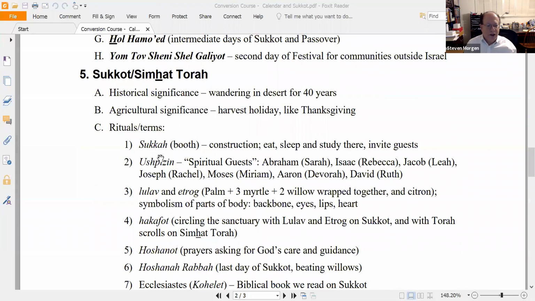So what are the rituals that we do on this holiday? First is to build a booth. And of course, since we're a religion of rules, there's all the rules about how to build it. There's instructions. You can look on a website. And I think actually we put on our website information about how to build the booth if you'd like to do it.